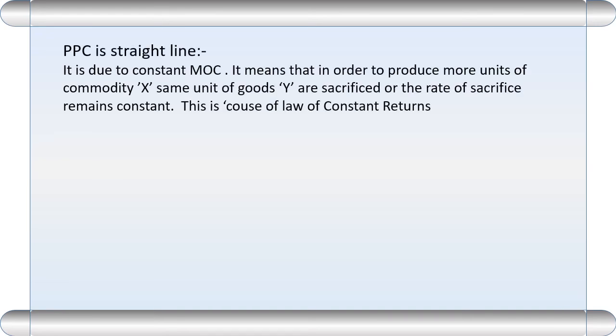Let us see when the shape of the PPC is a straight line. If the MOC is constant, it means that with the same percentage there is an increase in the production of Y, and with the same percentage there is a decrease in the production of X. In short, we can say that because of the law of constant returns, the PPC is a straight line.